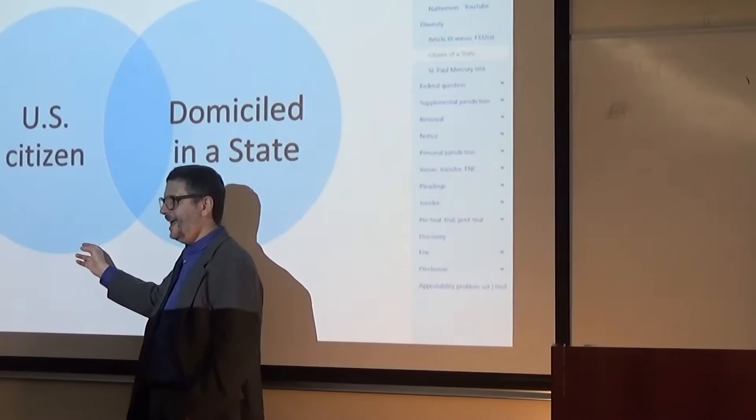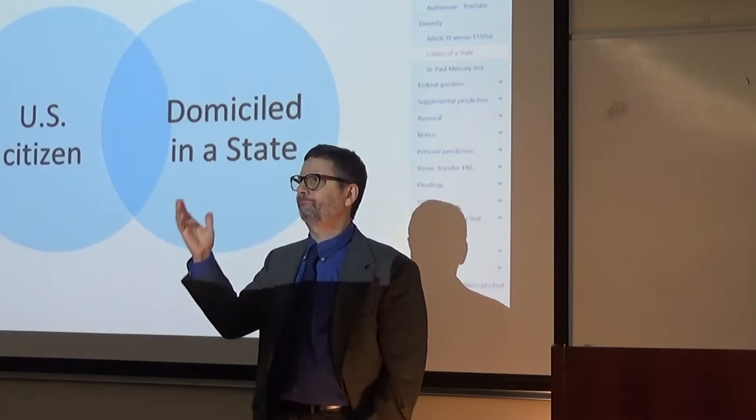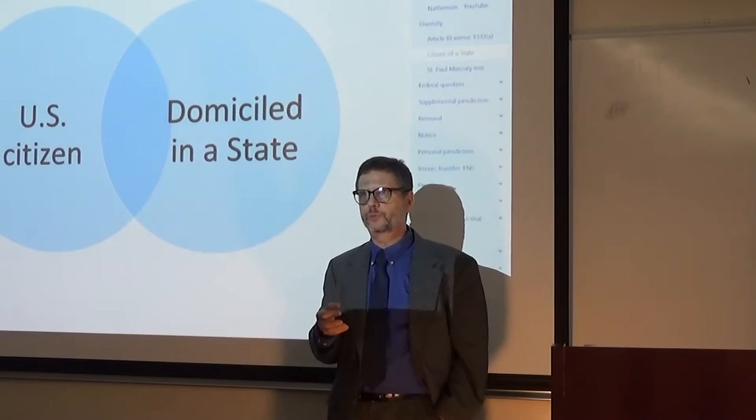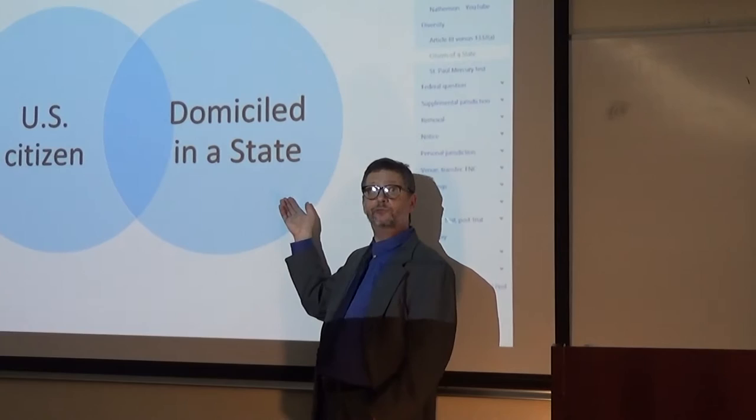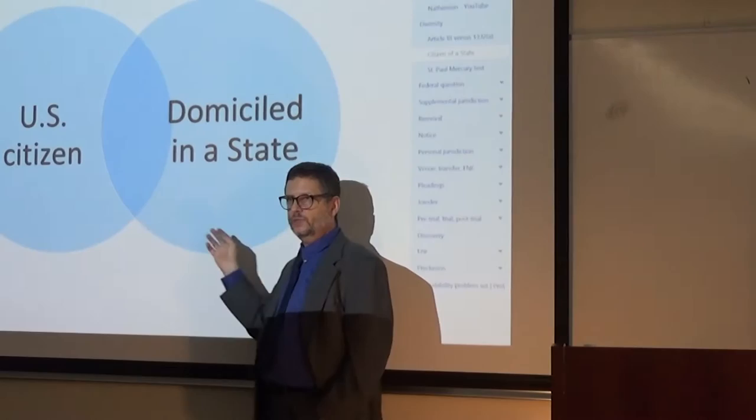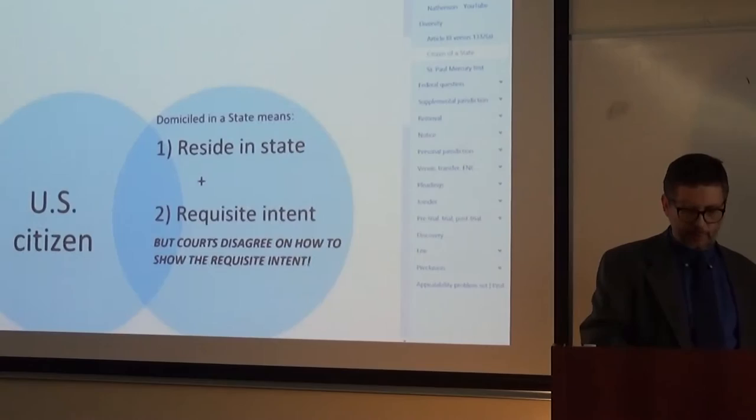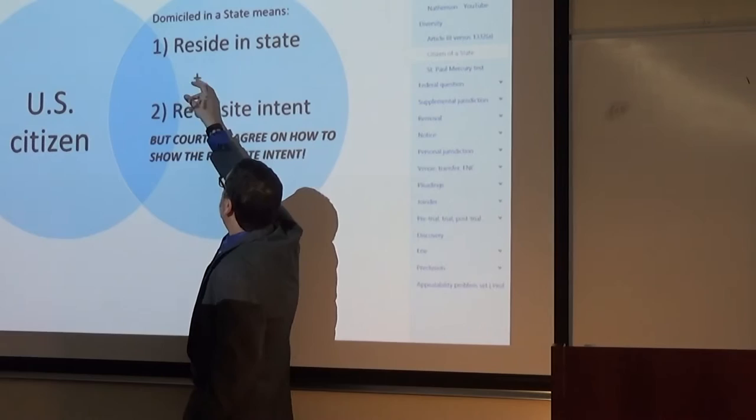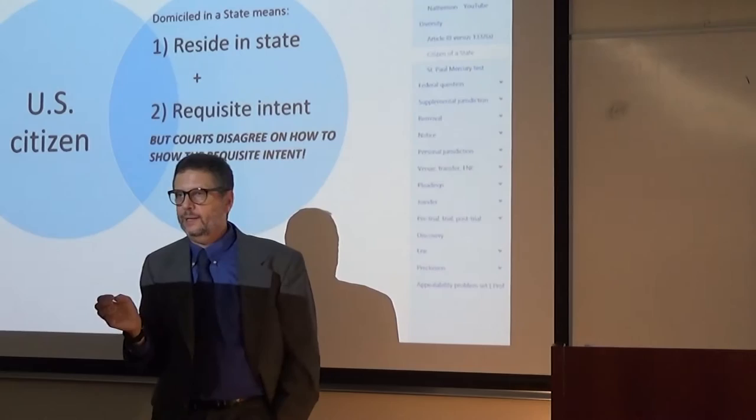So say I'm Daniel Craig, who stars in the James Bond films. I'm a British subject. Say I moved to the United States, to Florida, and I become domiciled in the state of Florida. Well, then I'm a foreign citizen domiciled in the state. I am not a citizen of a state. Breaking this down further, to be a citizen of a state, you've got to be a U.S. citizen domiciled in the state. But domiciled in the state means reside in the state with the requisite intent. So to be a citizen of the state, you have to be a U.S. citizen who's domiciled in the state.